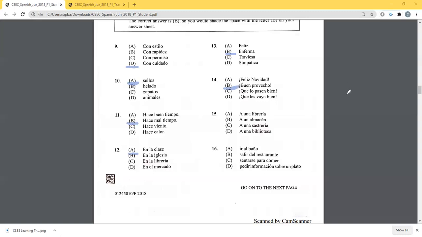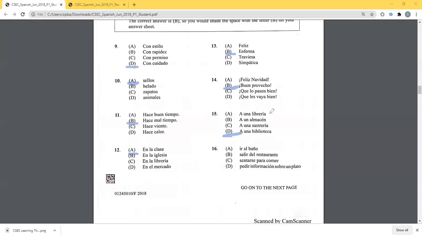Number 15. Necesito estudiar para un examen. ¿A dónde va este alumno? Right? Where is this person going? This person is going to la biblioteca. Why a biblioteca? I need to study for the exam. ¿A dónde va este alumno? Where is this person going to? A library. You go to a library to study, right?